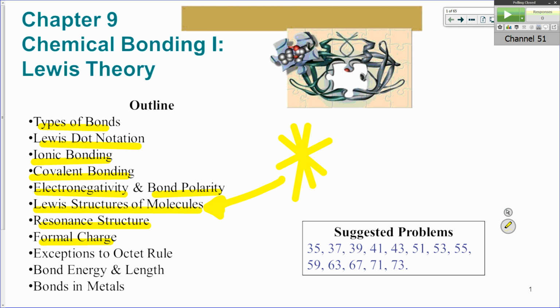And then we're going to talk about some of the exceptions to the octet rule, things that want 8 electrons, which we talked about in the last chapter, and not everything can get there. Some things are stable without 8 electrons and exist in nature. And then the last thing, we're looking at bond lengths and bond energies in metals.